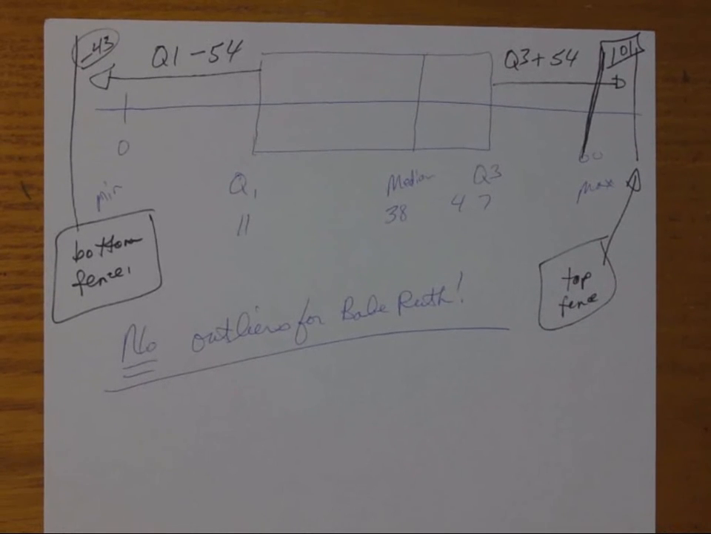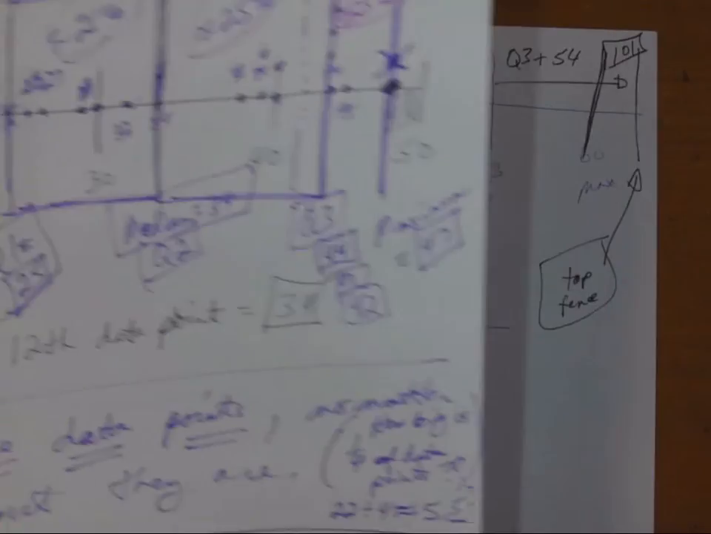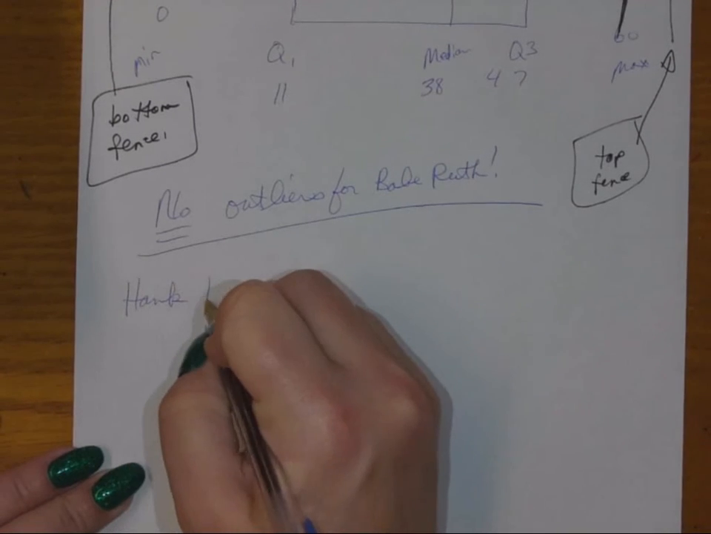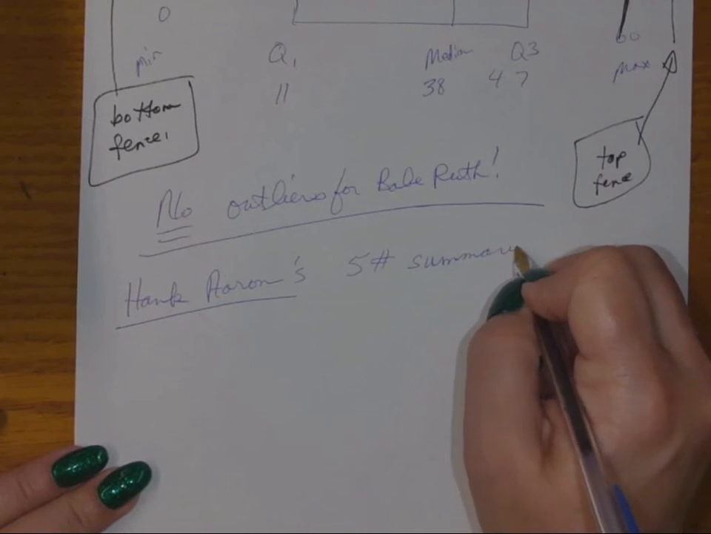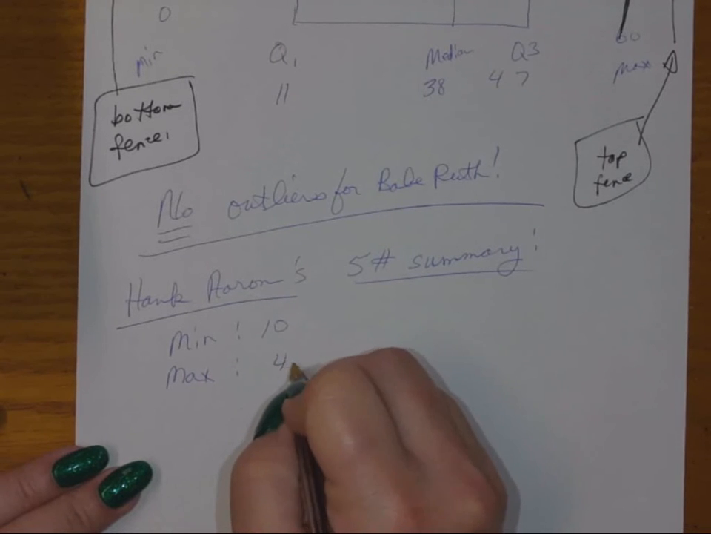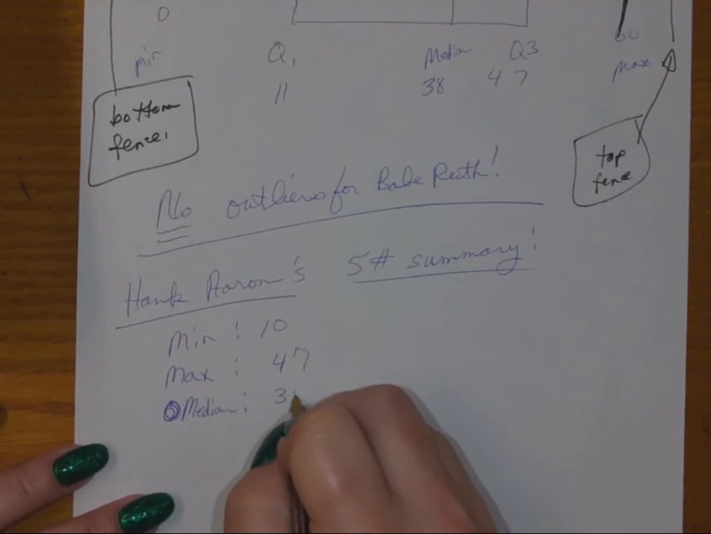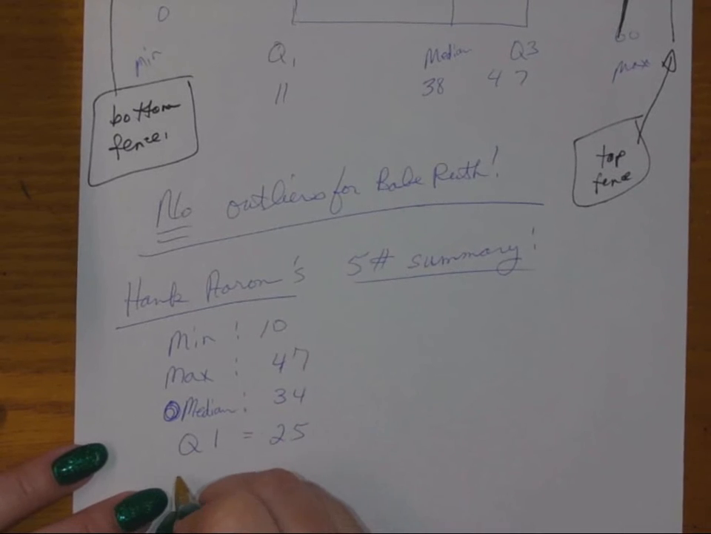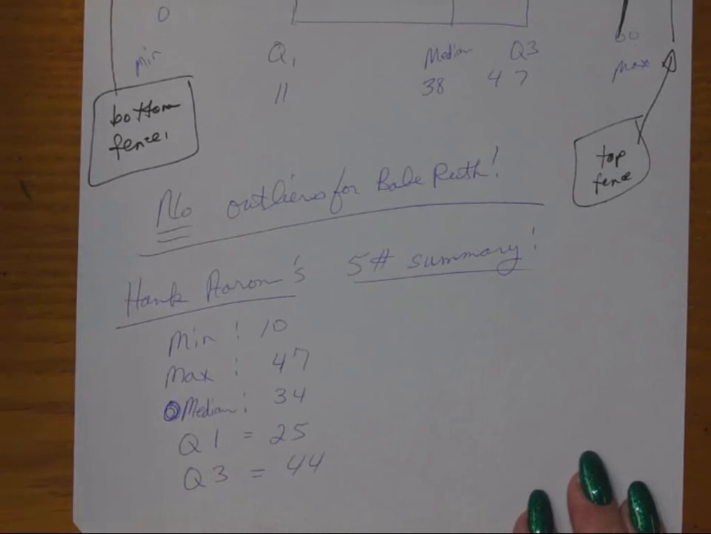Okay. So what I'd like for you to do on your own time, just for funsies, making sure you understand all this, is go through and make sure that you can do this also for Hank Aaron's numbers, right? So Hank Aaron's 5-number summary, in case you don't remember. His min was 10, his max was 47, his median was 34, his Q1 was 25, and his Q3 was 44. Okay, so there's his 5-number summary.